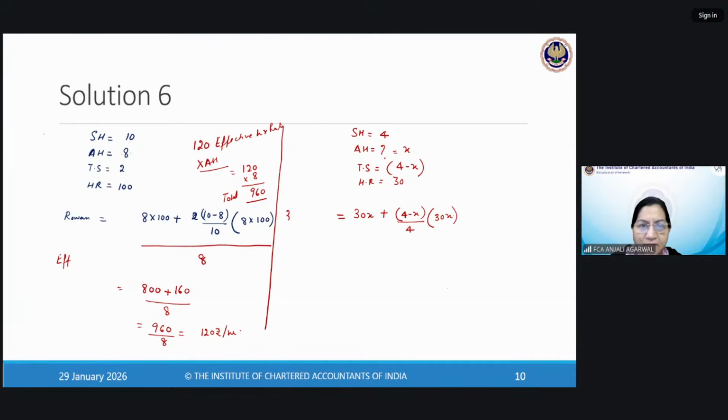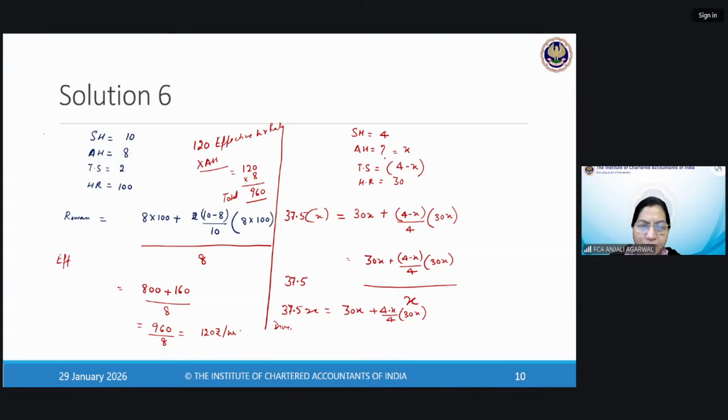So either you can say 37.5 into actual hours x. You can equate it like this, or you can go a step further: 30x plus (4 minus x)/4 into 30x is the total wages. And when this is divided by x hours, your effective hourly wage comes out to be 37.5 rupee per hour. So here also this x will move to the left side of the equation: 37.5x is equivalent to 30x plus (4 minus x)/4 into 30x.